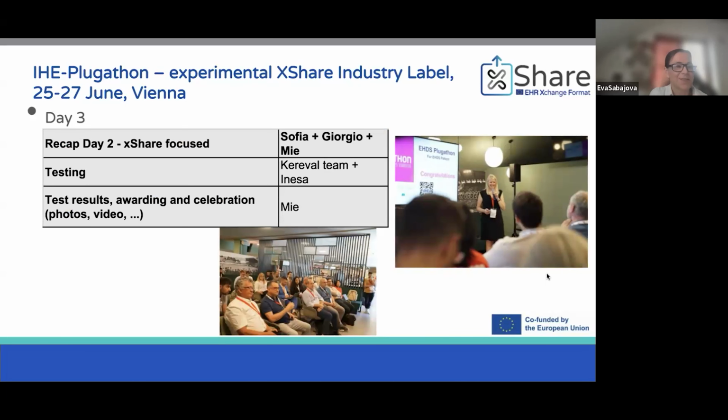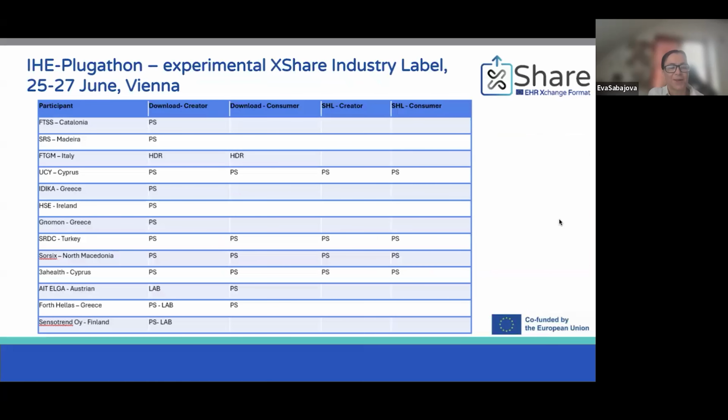The third day, which was Friday morning, was a recap of the first 2 days, and again testing, and at the end the awarding and celebration of the successful Plugathon. And one more slide. Here are the organizations that successfully passed the certification: the 7 adoption sites and 6 early adopters.